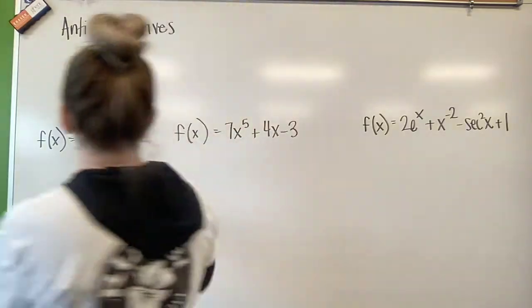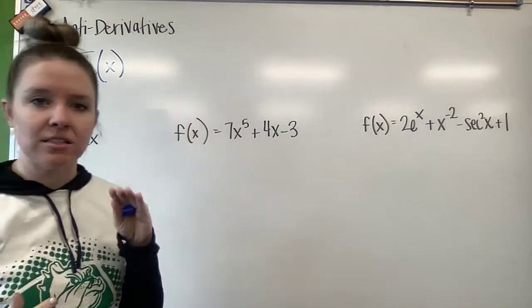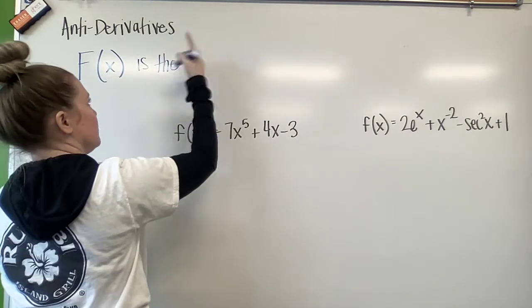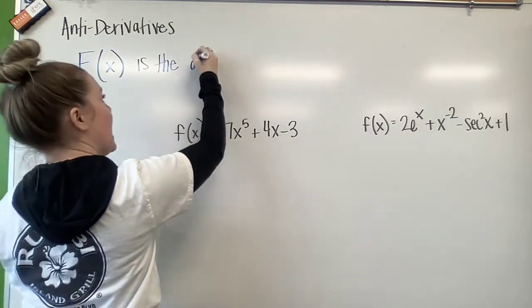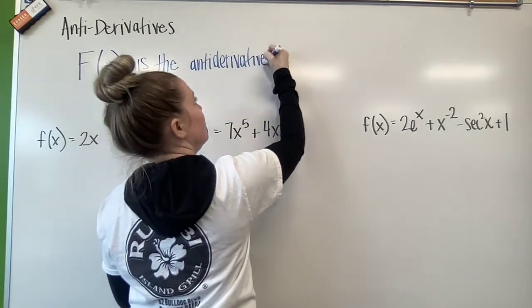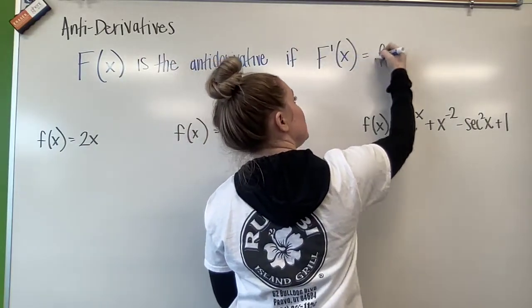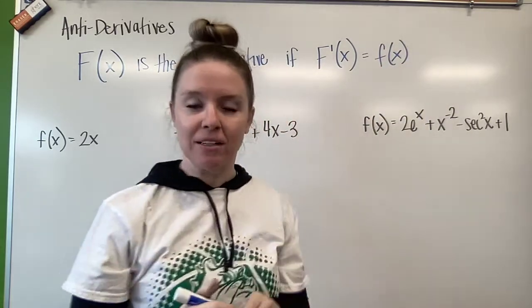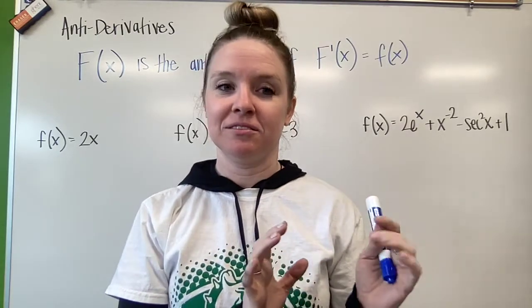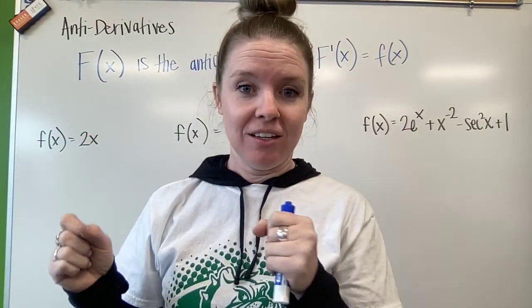So, for example, if I said we had a function, notice it's a capital F, F of x, we're going to call this the antiderivative. So capital F of x is the antiderivative if the derivative of F of x equals f of x. So capital F, take the derivative, and it becomes a function. Well, can I go from my function back to the original?